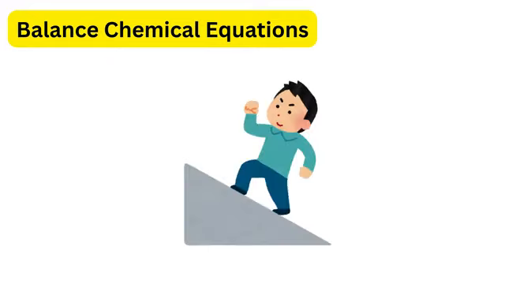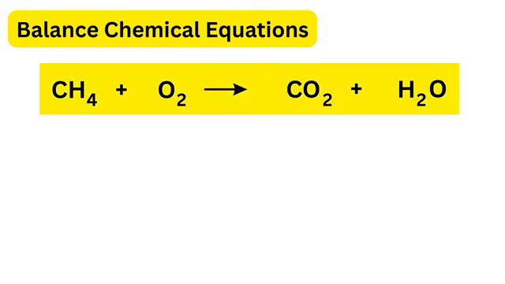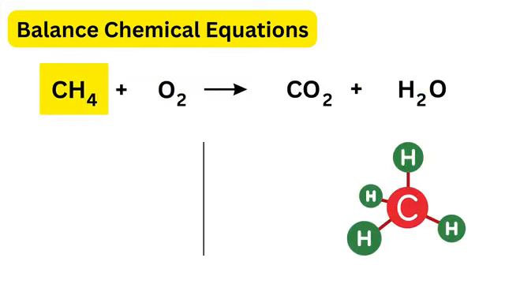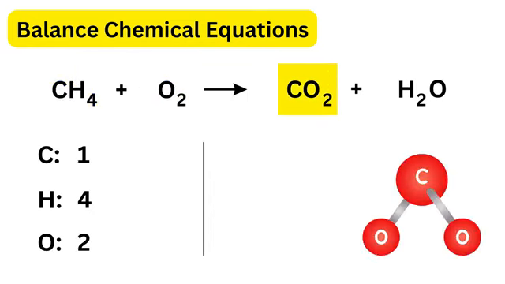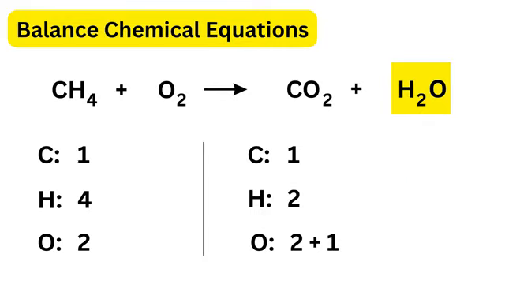Now, let's level up our gear and do our third problem. Methane reacts with oxygen to form carbon dioxide and water. This is the unbalanced equation. Let's first count atoms. On the left, we have 1 carbon, 4 hydrogens, and 2 oxygens. On the right, CO2 has 1 carbon and 2 oxygens. H2O has 2 hydrogens and 1 oxygen. So the right side in total has 1 carbon, 2 hydrogens, and 3 oxygens.